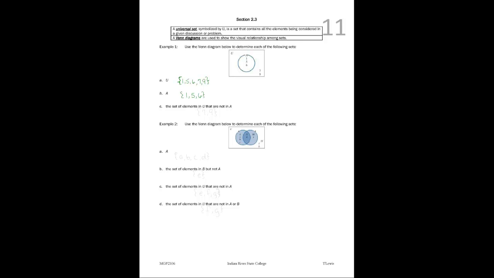And then C, the set of elements in U that are not in A: 7 and 9.